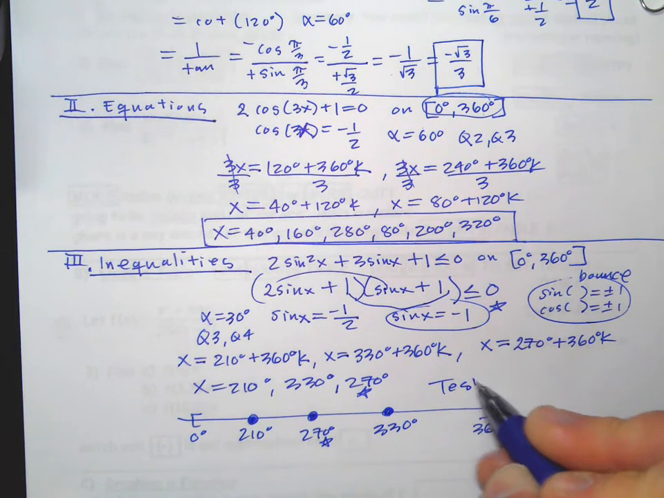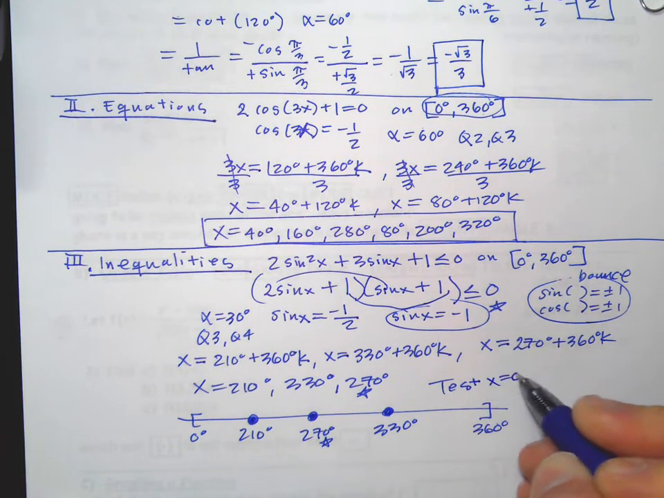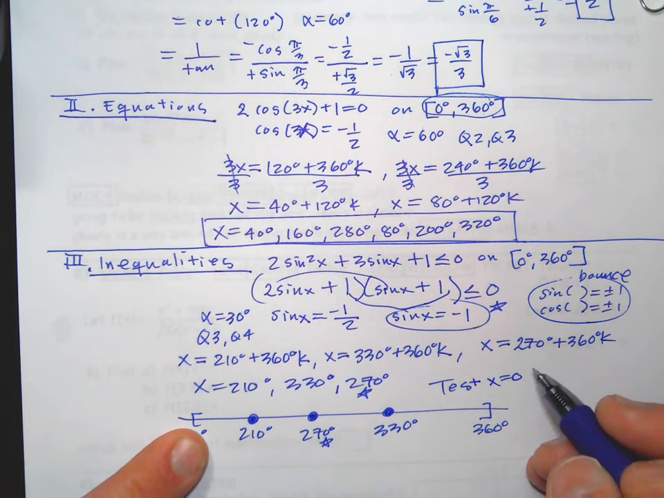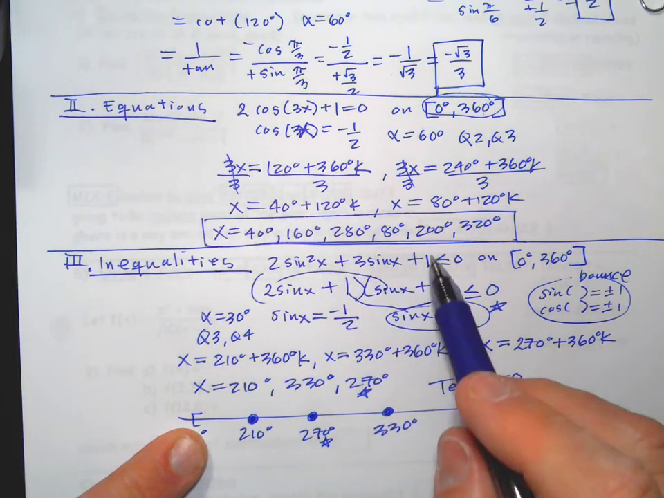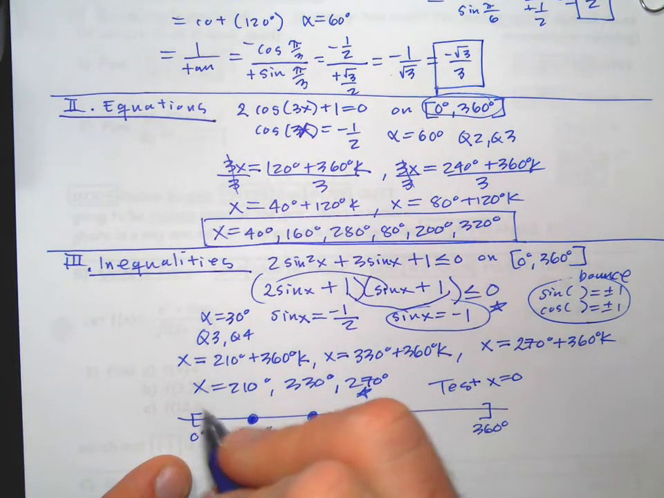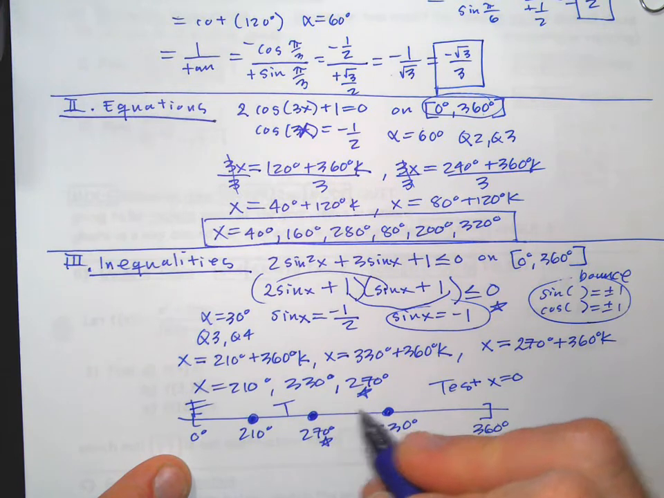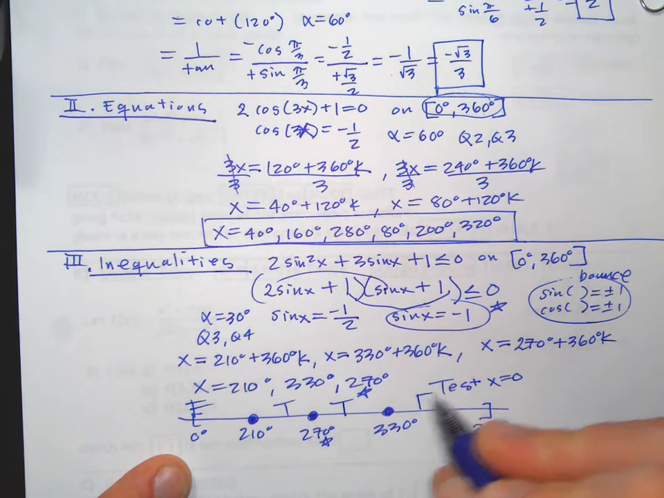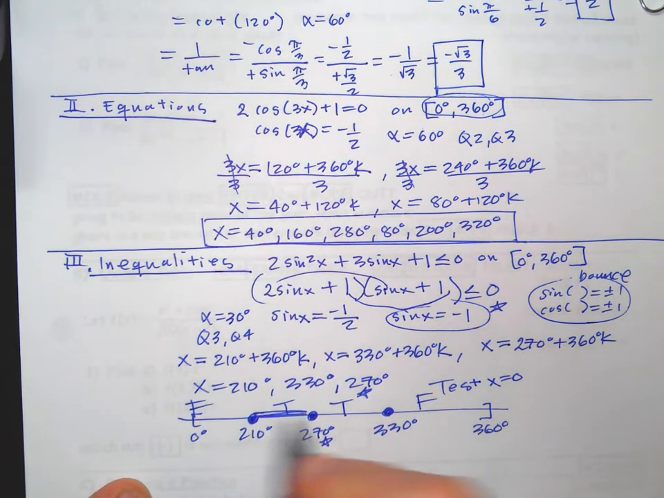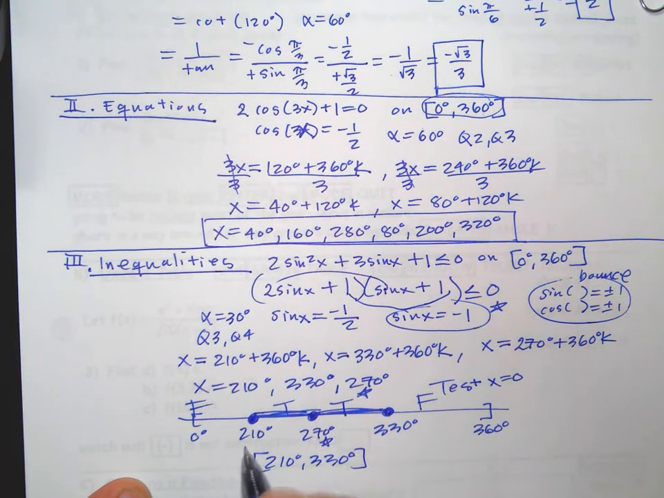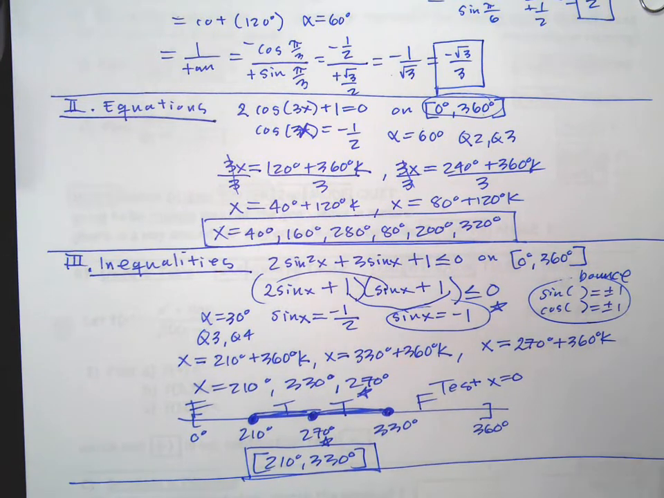I like to test x equals 0 if possible, if there's no dot there, which there isn't this time, because sine of 0 is 0, 0 minus 1 is negative 1, less than or equal to 0, false. True, true, stays true, false. So the answer is going to be 210 to 330. Don't break it up because those are all solid circles. If there was an open circle there, you'd have to break it up. So there you go.